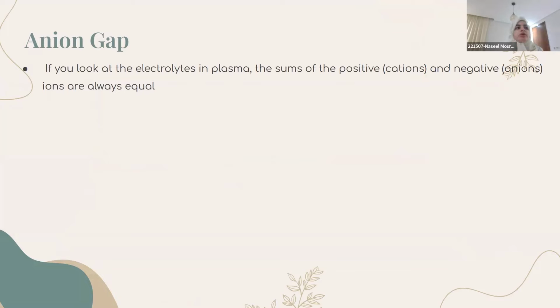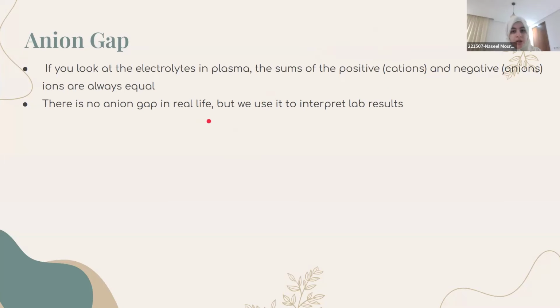Basically, if you look at the electrolytes that you have in your plasma, so sodium, potassium, chloride, bicarbonate, magnesium, calcium, the positive ions, so the cations, are equal in number to the negative anions. They always have to be equal, or that means your blood would be charged and you start electrocuting everything, which is crazy. So there is no anion gap in real life, but we use it to interpret lab results, because there are some cations and some anions that we cannot measure. So we do have this gap that we see in the lab results.